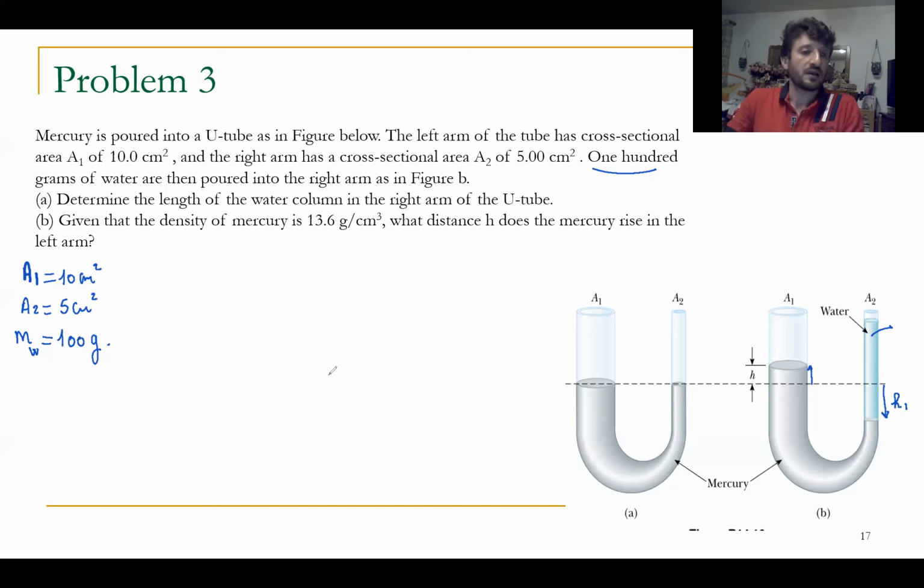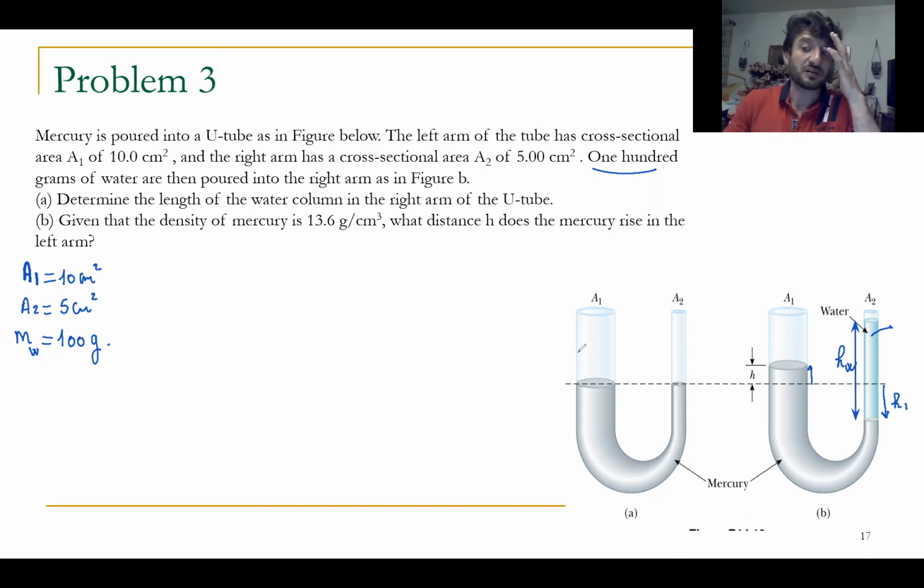Okay, first of all, part A: determine the length of the water column in the right arm. I want to find the total length of water. We can say here we have H water. I want to find it.